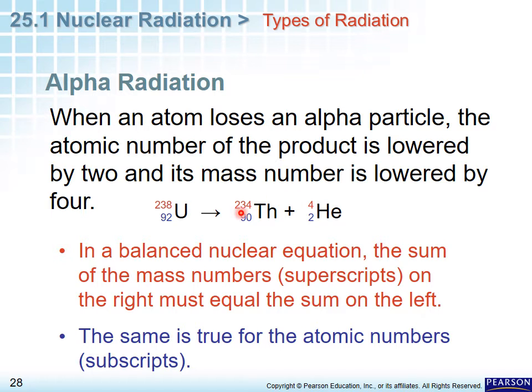You can see here, 234 plus 4 is equal to 238. The sum of these two red ones, which are mass numbers, must be equal to this mass number. The same is true for the atomic number as well, which is the subscript. This is the atomic number, so the sum of these two must be equal, which is 90 plus 2 is 92.